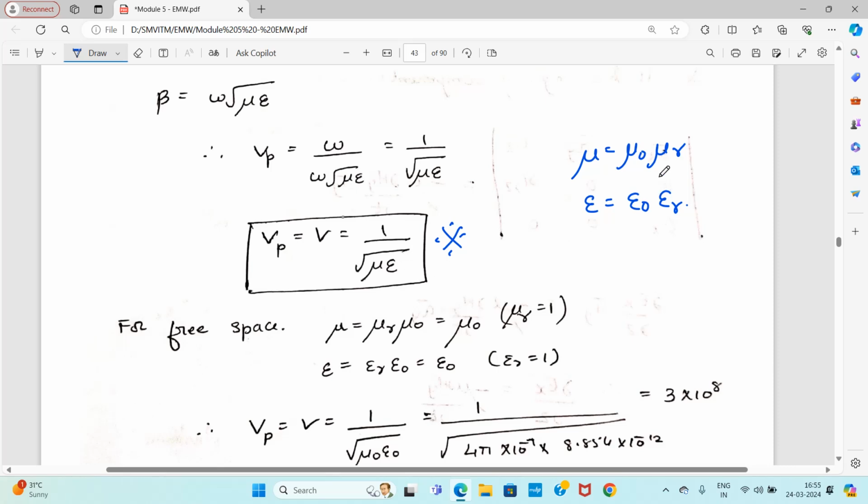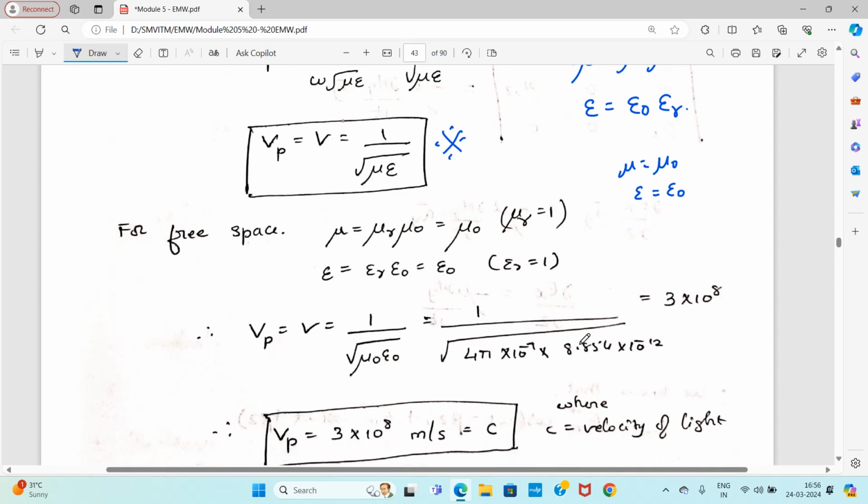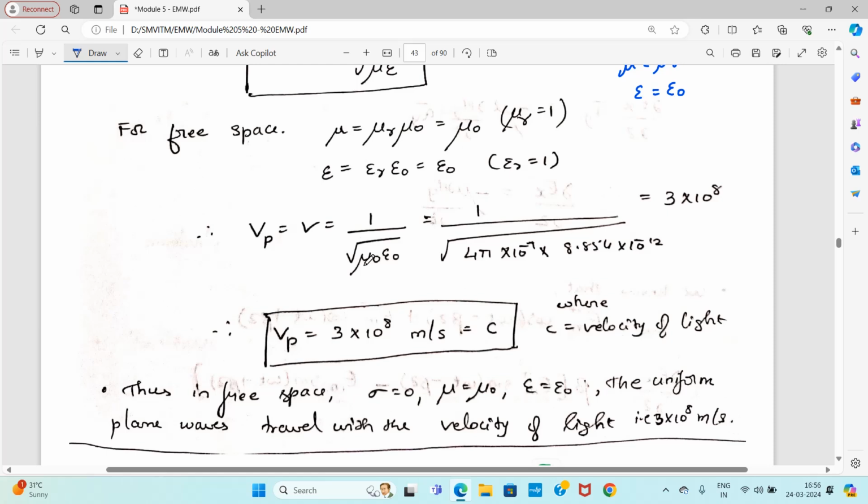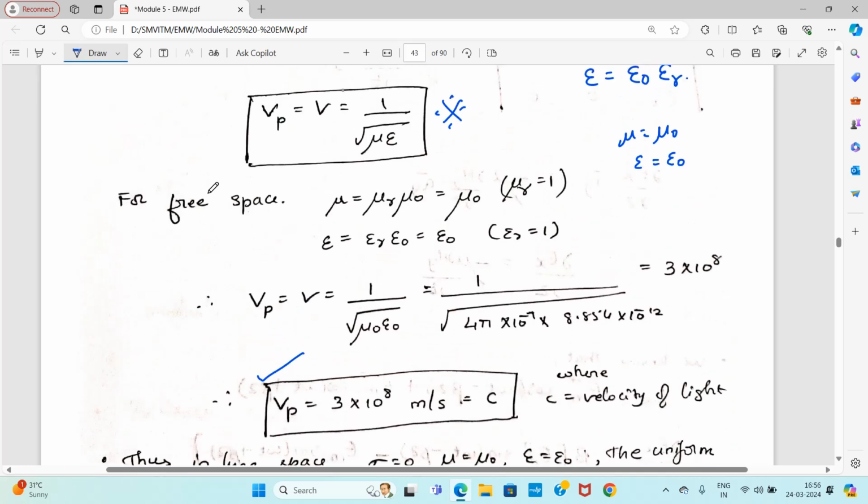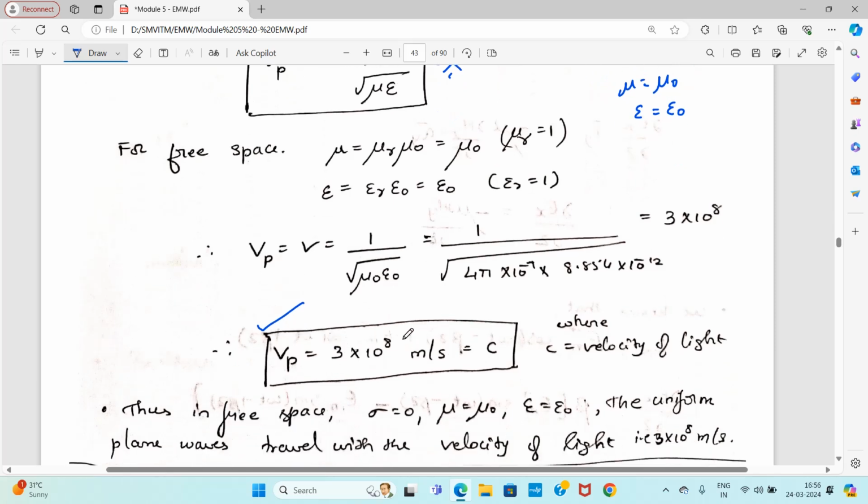And for free space, mu becomes mu naught, epsilon becomes epsilon naught. And if I substitute these values, in free space, we find out that the velocity of the wave is the same as the velocity of light. So for free space, the velocity is 3 into 10 power 8 meter per second, which is the same as the velocity of light c, right? So these two things are very important. The general equation for V is 1 by root of mu epsilon, and for free space, it is equal to 3 into 10 power 8 meter per second, that is velocity of light. Okay, this is the first parameter.